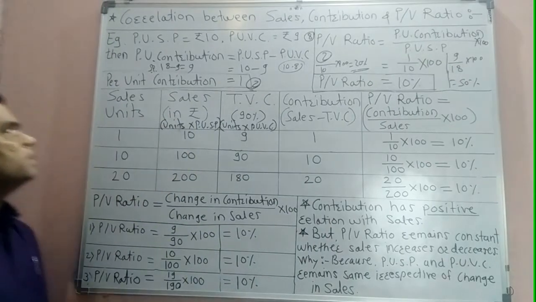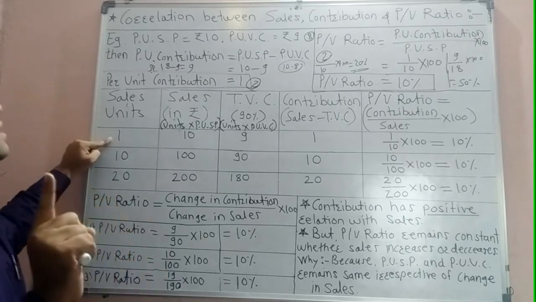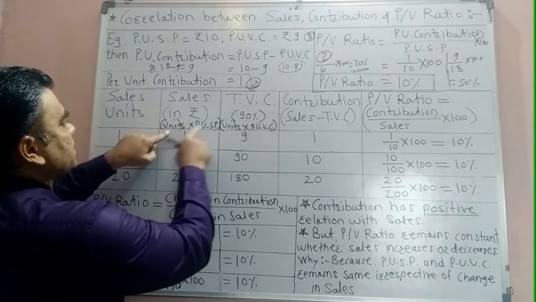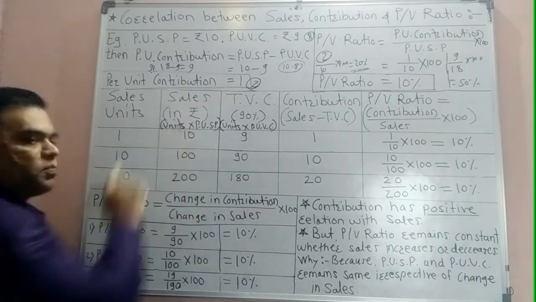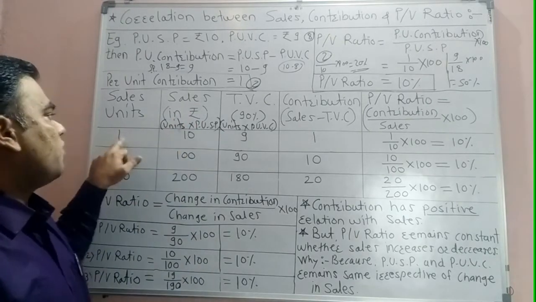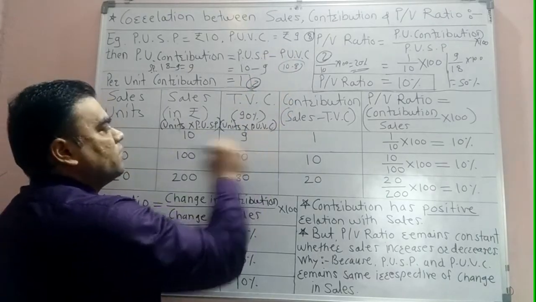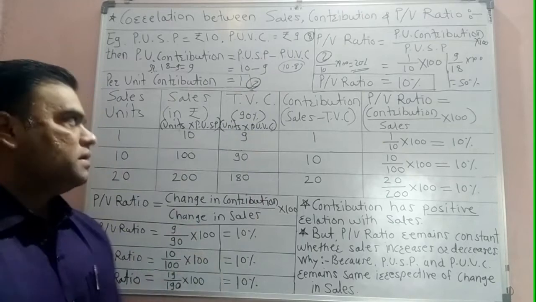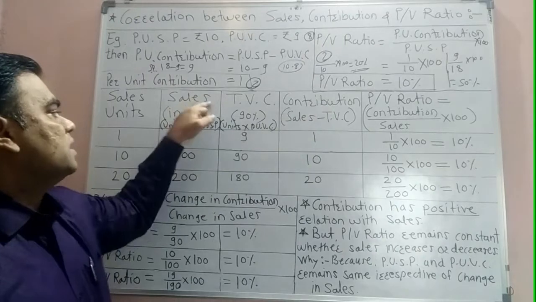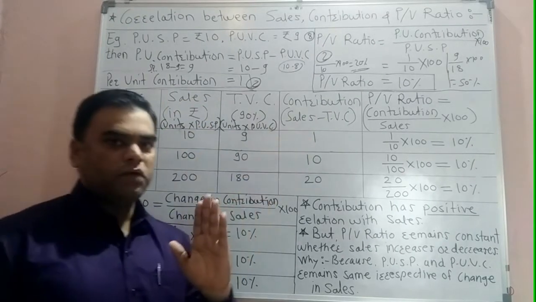So let's start. Suppose we have sold 1 unit. Sales units 1, selling price 10. So 1 into 10, then the amount of sales will be rupees 10. What will be the amount of total variable cost? Number of units 1, per unit variable cost 9. 1 into 9, total variable cost will be rupees 9. Then what will be the amount of contribution? Contribution is equal to sales less variable cost. Sales 10 less variable cost 9, contribution amount will be rupee 1.